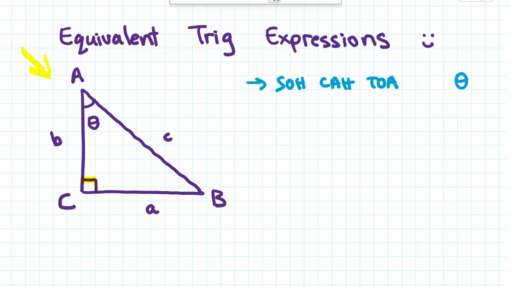So we're going to use some of that information today. First of all, we can see that sine theta equals opposite over hypotenuse, and cos theta equals adjacent over hypotenuse. So looking at our triangle here, let's see what that means for us.